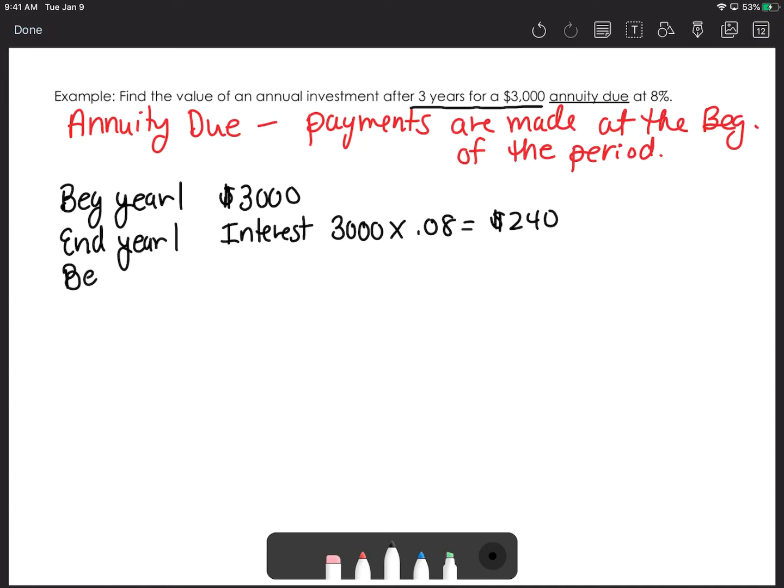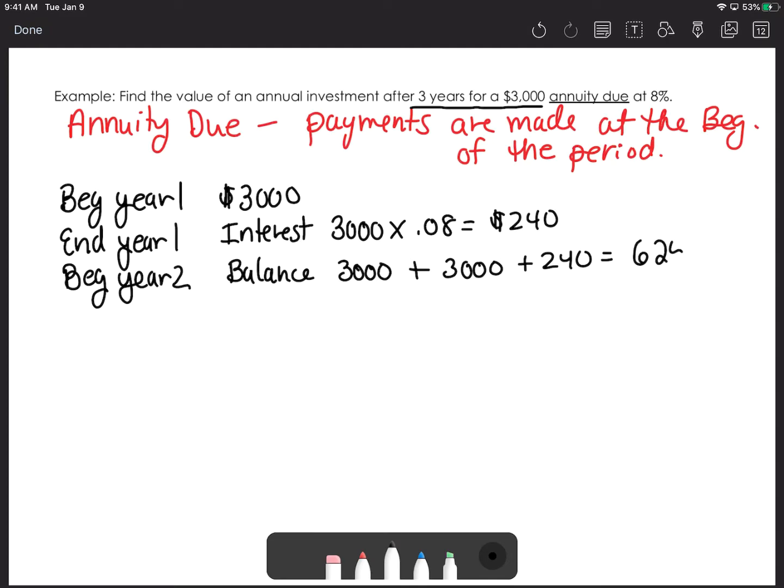So that means at the beginning of year 2, we're going to have a balance of 3,000 plus the second payment for the second year, because we make the payments at the beginning of each year. So 3,000 from the year before's payment, and then another 3,000 for the beginning of the second year, plus the interest from the first year, which would give us $6,240. So then at the end of the second year, we got to find the interest.